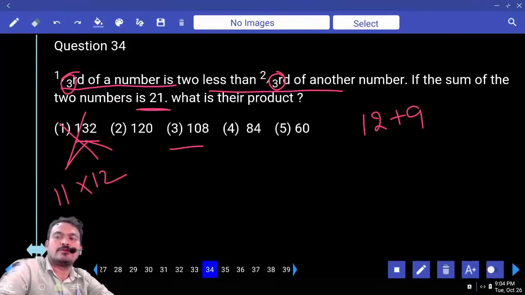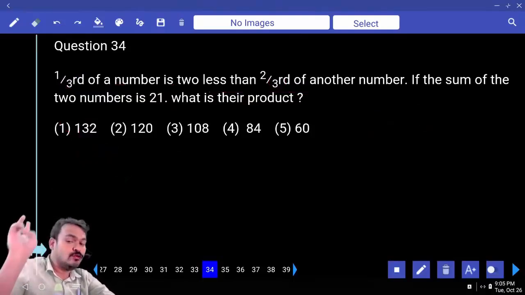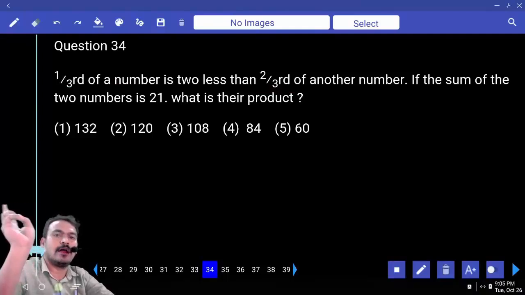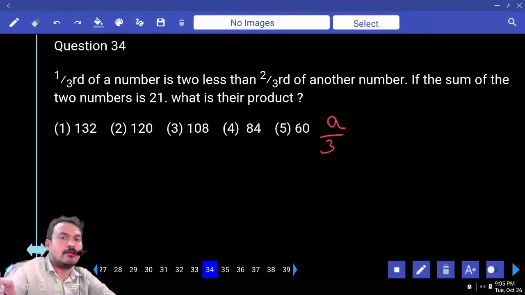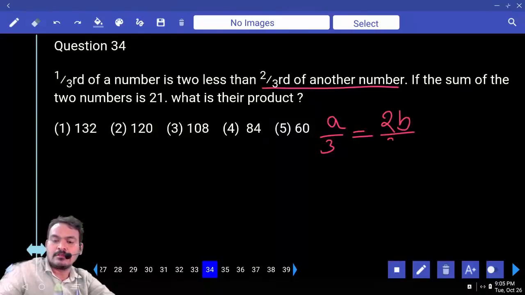But we required how much? 21. If we do verification, it will be a time-taking process. So we take the two numbers: one will be A, another one B. What is the first one? 1/3 of a number means we write A by 3, or not? A by 3 is equal to 2/3 of another number. 2/3 of another number means we write 2B by 3.